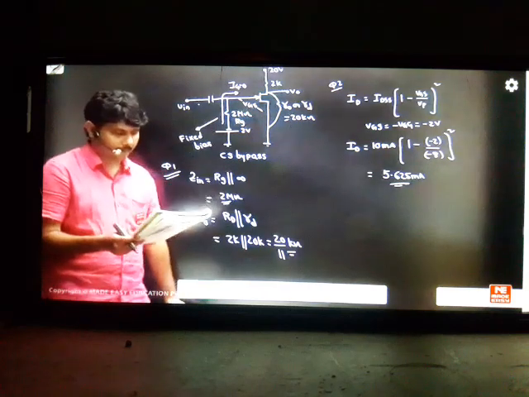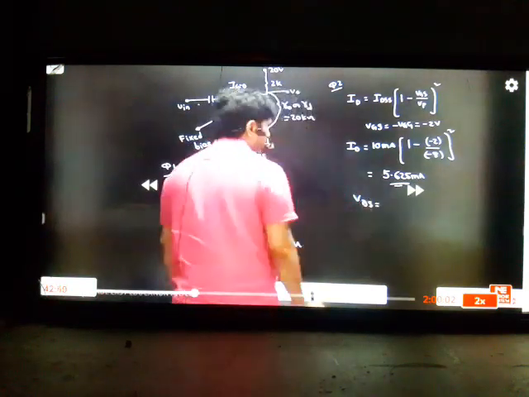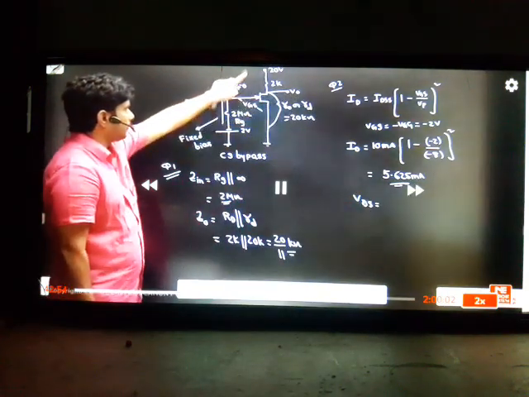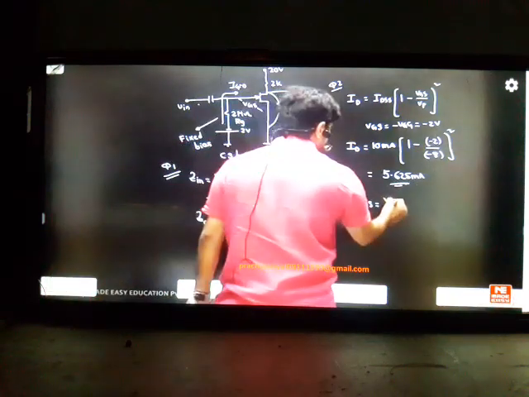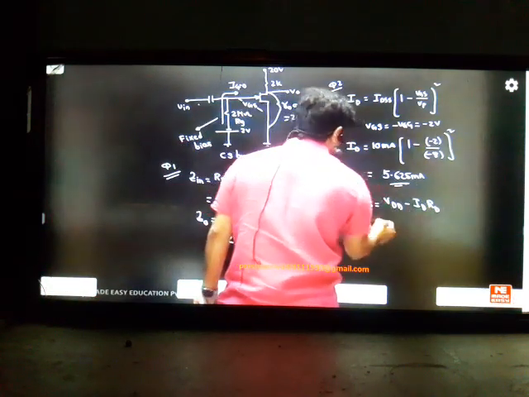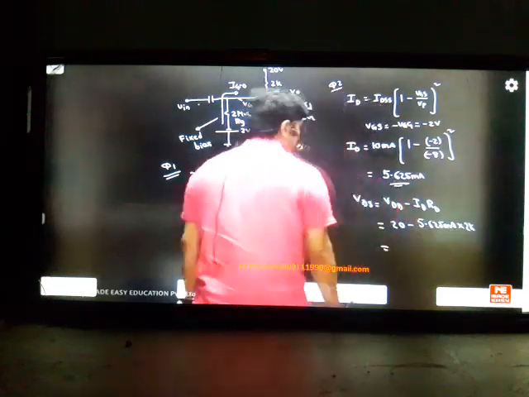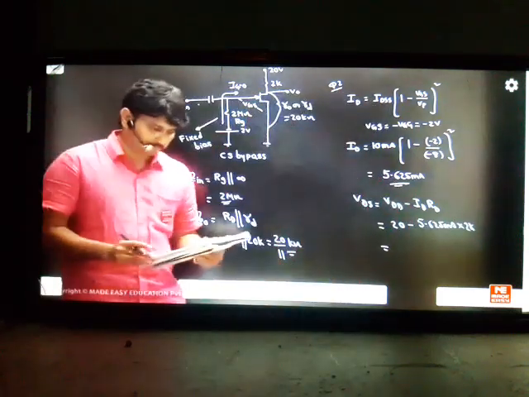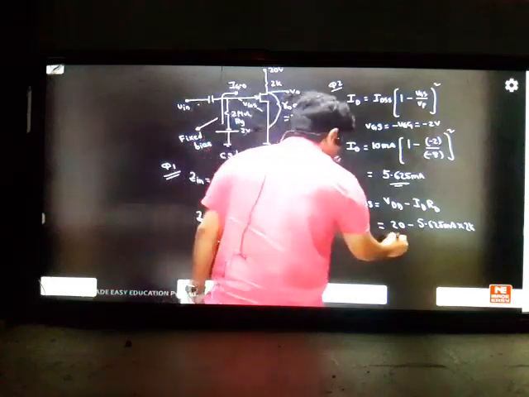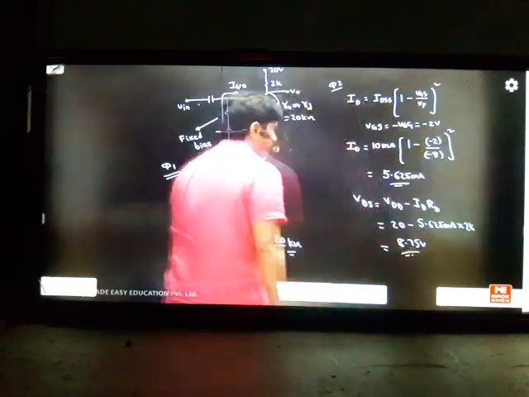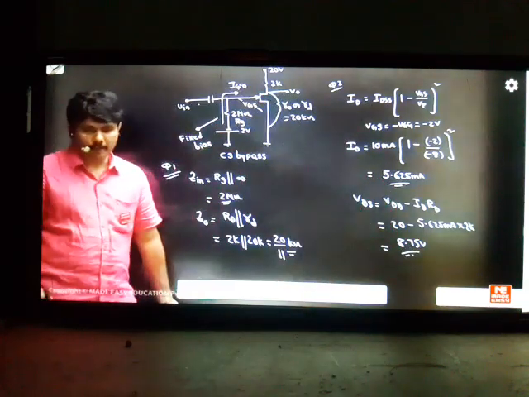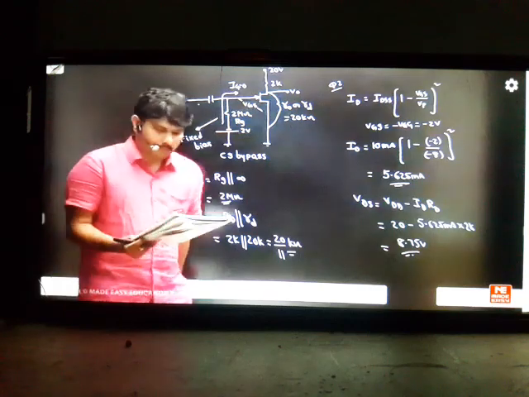Then VDS is the next question. If you want this voltage VDS, it should be VDD minus ID into RD. So VDD is 20 minus 5.625 milliamps into 2K. So just solve this answer. It's coming to be 8.75 volts. So option A will be the good answer for the second question. Option A is matching with the calculation. Second bit is also completed.